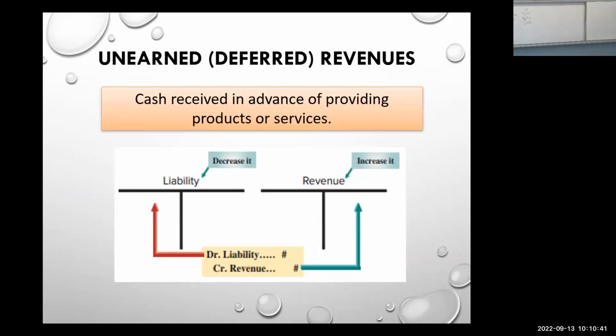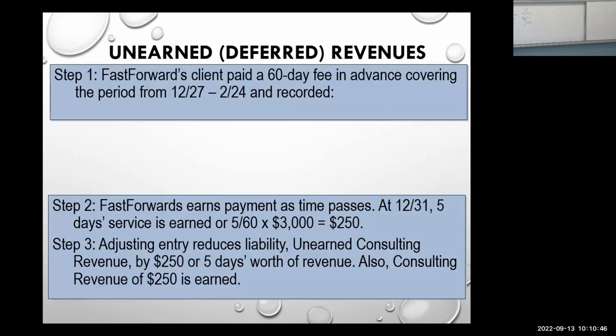Unearned revenues is cash received in advance for the product, right? So let's say, for instance, I don't like these slides anymore because in the past, I guess Beyonce caught up with it, but it used to talk about Beyonce tickets. Now it just talks about something else. So Fast Forward was paid a client's $60 fee in advance for covering a period of December 27th through February 24th and recorded it.